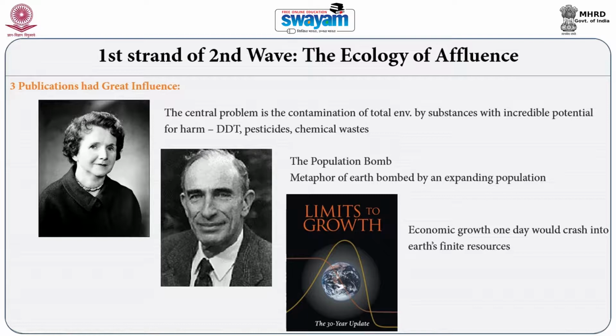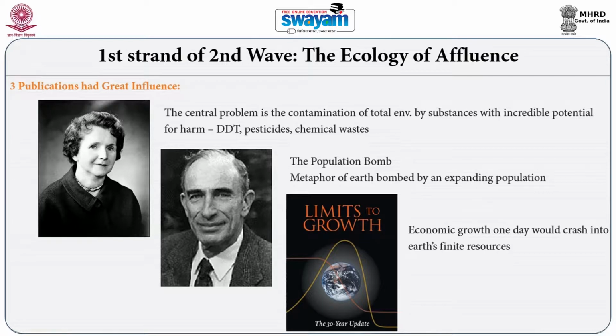Similarly, Paul Ehrlich's Population Bomb identified the problems with rising population. This book provided a doomsday scenario which highlighted that because of population growth, a time will come when resources will not be sufficient to fulfill our demands. Similarly, Meadows and Meadows' Limits to Growth pointed out that economic growth, capitalist expansion, one day will crash into the limits of the earth's finite resources.